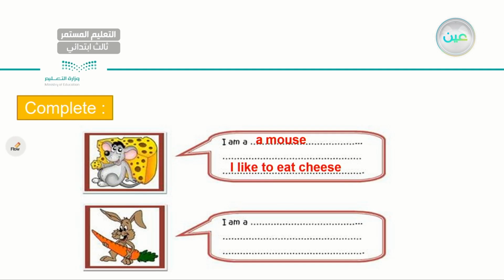How about the second animal? What do I have here? What do you think I have? A rabbit. Very good. I have a rabbit. What would rabbits like to eat? I like to eat carrots. Very good, my dear student.